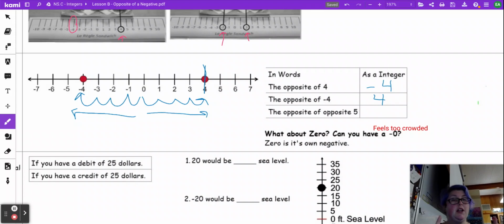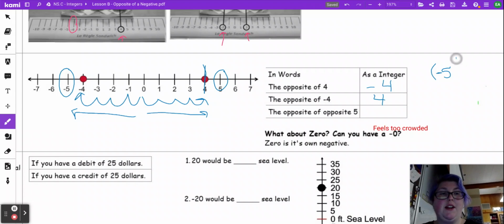Here's where it gets a little tricky, when you have the opposite of the opposite of 5. First, I would write down 5. That's our number. We want the opposite, so we start at 5. We want the opposite, which we know is -5. But then we want the opposite of that.